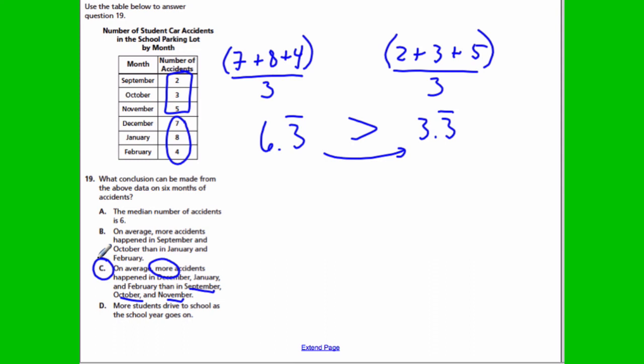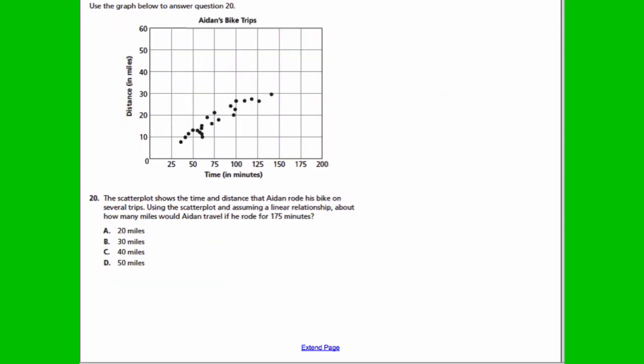Let's just verify real quick. D is not a possibility. More students drive to school as the school year goes on. This is about the number of accidents, not about how many students drive to school as the year goes on. So D is not going to work as well. Neither did A or B. So my best answer was C. Again, read through all your possibilities before you move on to the next problem.